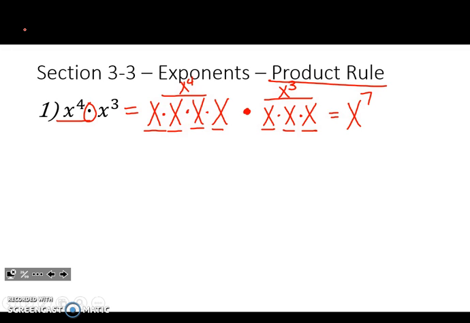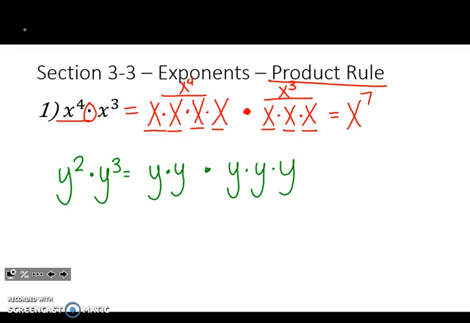So let's look at another one. I'll write it down. So if I have y to the 2nd times y to the 3rd, that's the same thing as y times y times y times y times y. So how many y's are being multiplied together? There's 1, 2, there's 3, 4, and 5. So I could write this as y to the 5th instead.